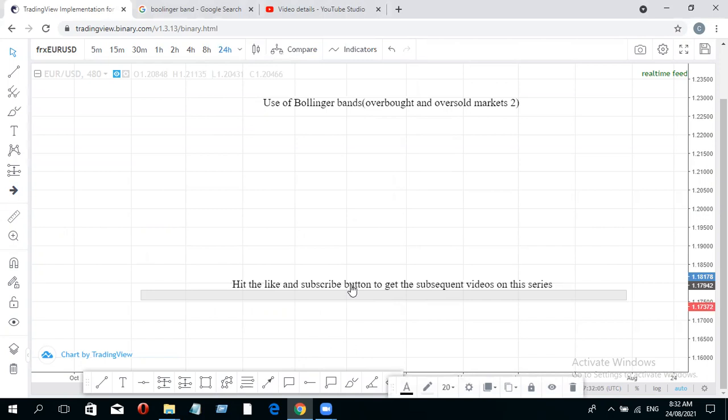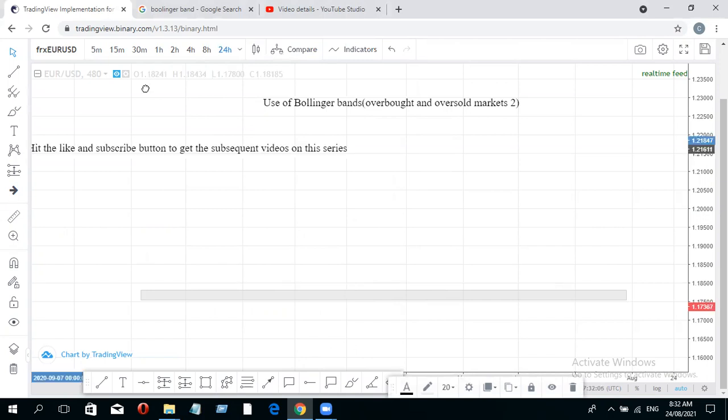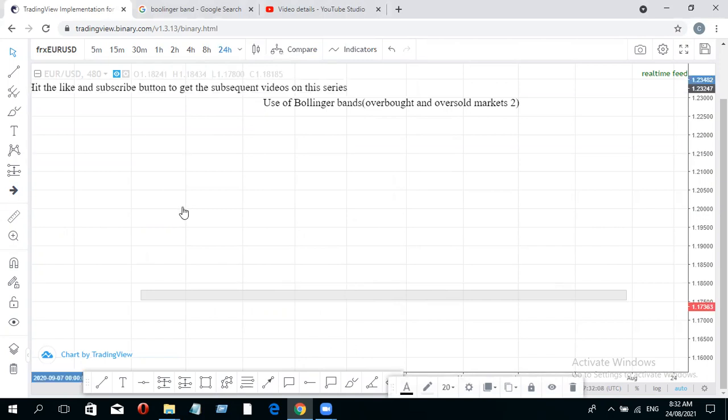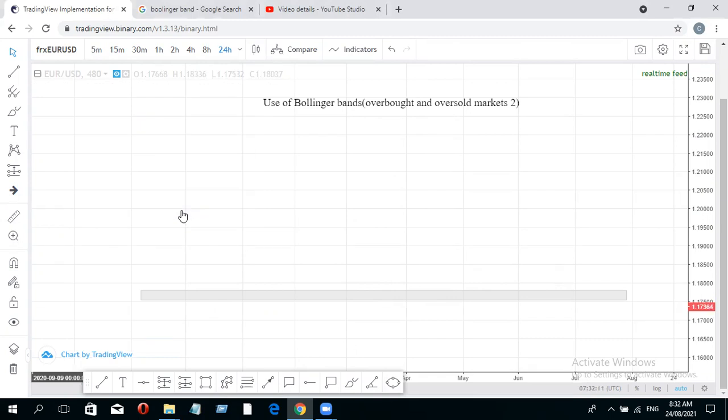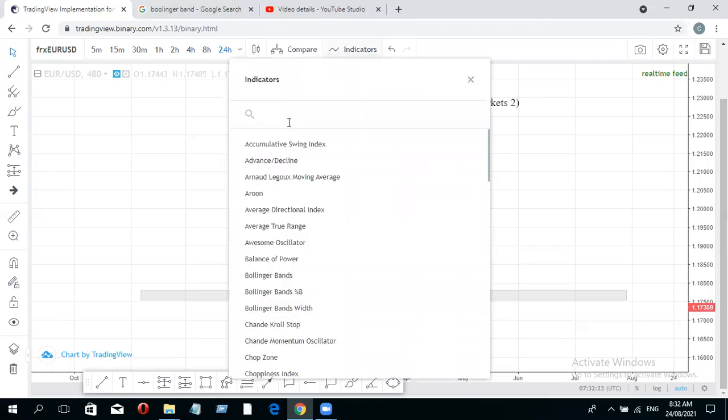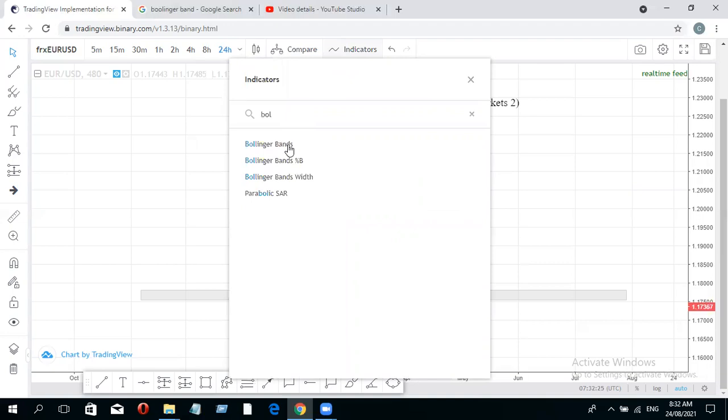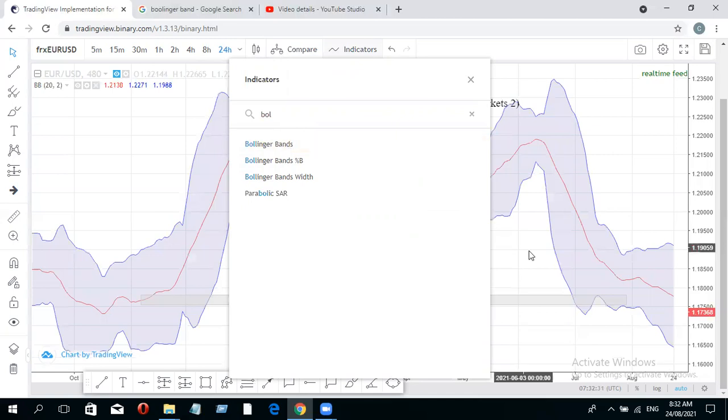Now let's go into the major topic for today, which is the Bollinger bands, right? The Bollinger band is simply an indicator which is used to identify possible turning points in the market. If you want to install that, you go to your indicators and type Bollinger. So you see Bollinger Bands, you have Bollinger Bands Percentage. This is what we're talking about, this particular one. You click on it and here we have it.